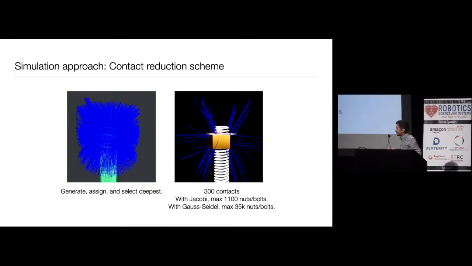Thus, we implemented a contact reduction scheme. First, we generate candidate contacts using SDF collisions. Then we assign these contacts to existing contact patches based on the similarity of their normals. And for any unassigned contacts, we select the deepest ones and generate new contact patches. And we reduce contacts within patches using similar methods. Using this scheme, we can reduce 16K contacts to just 300. A Gauss-Seidel solver is now feasible, and we can simulate a theoretical maximum of 35,000 nuts and bolts.